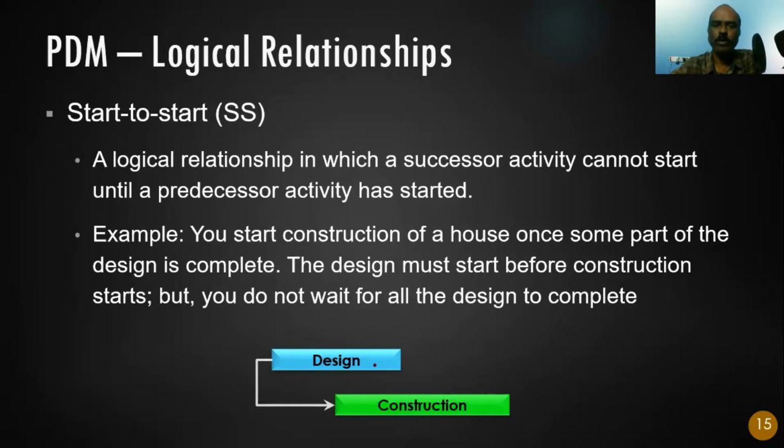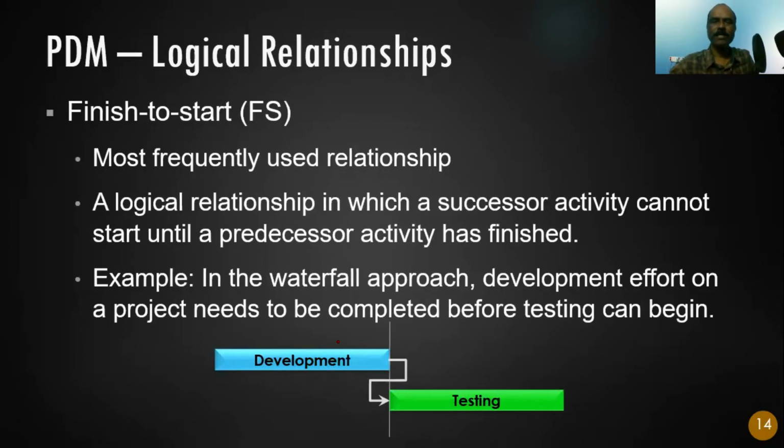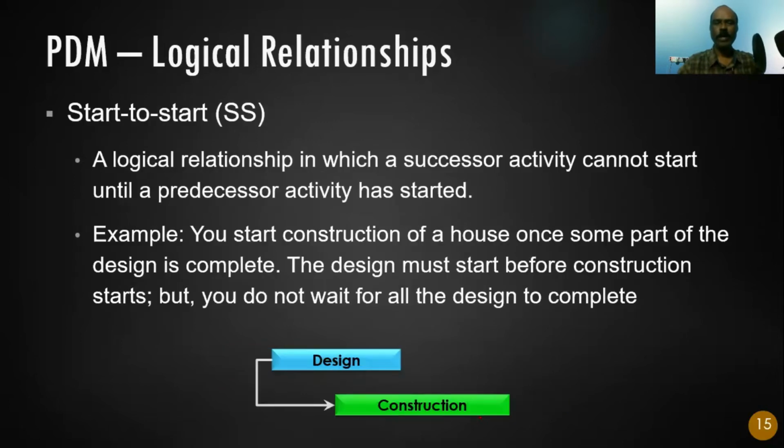For example, I have two activities, let's say design and construction. Normally what we do, we don't wait until the 100% design is completed. Right? That's very rare. Design 100% complete and then construction starts, this very rarely happens nowadays. Normally what happens, the design starts, and after a few days you want to start the construction. There is a gap. Of course, you cannot immediately start.